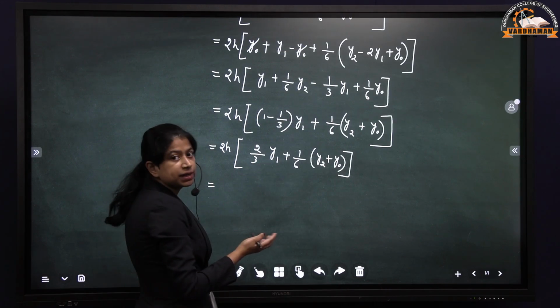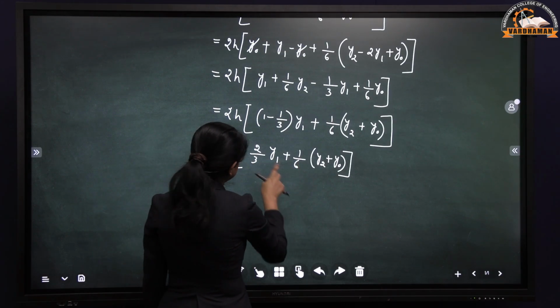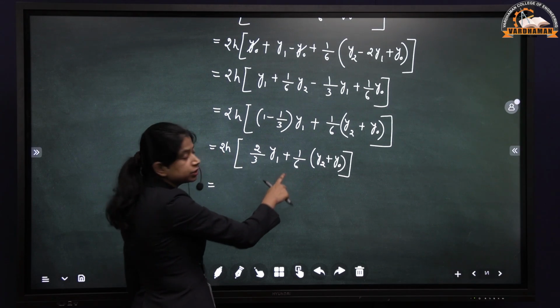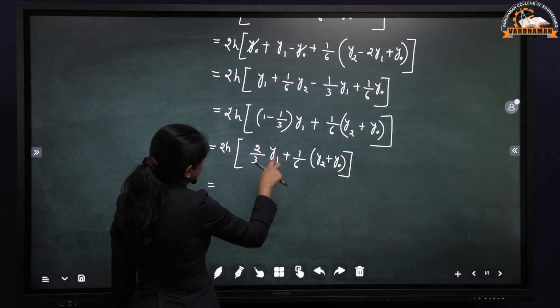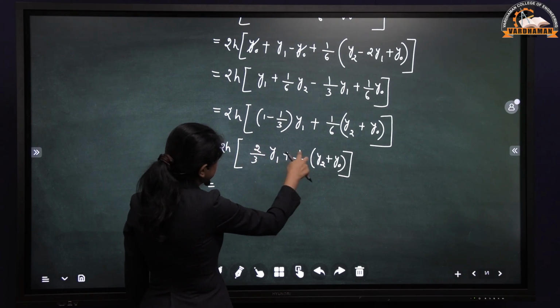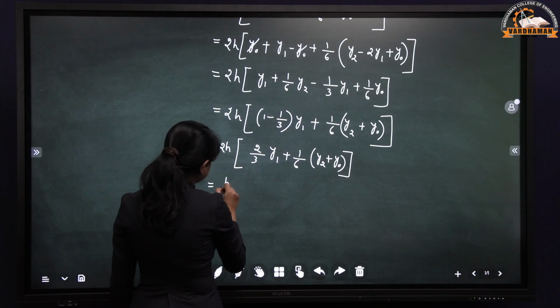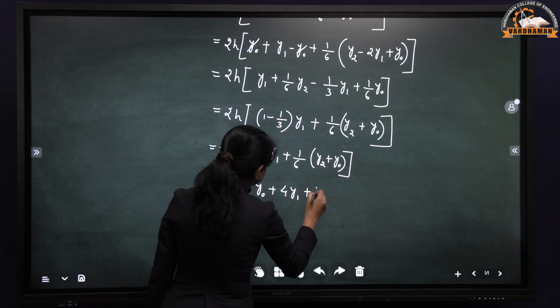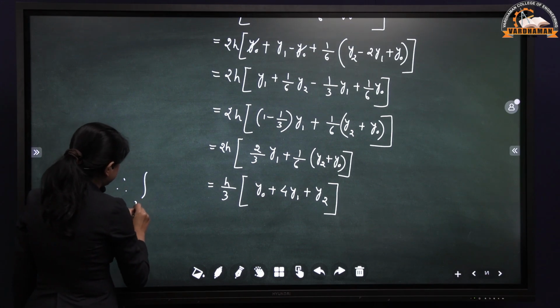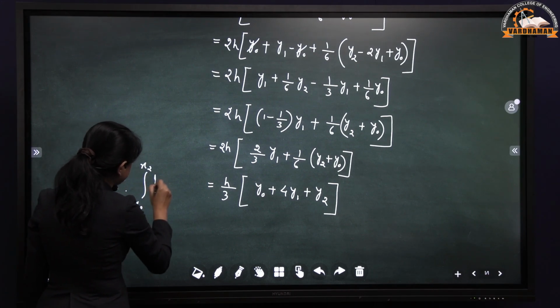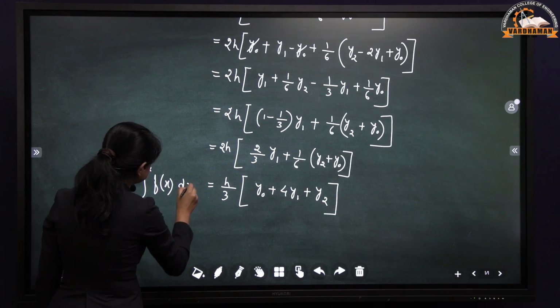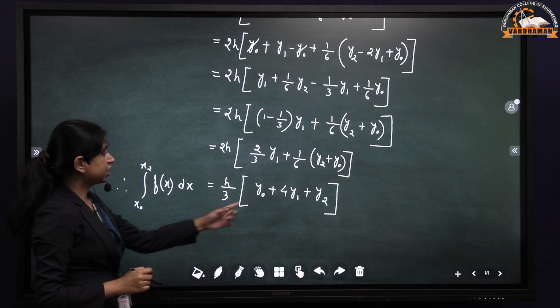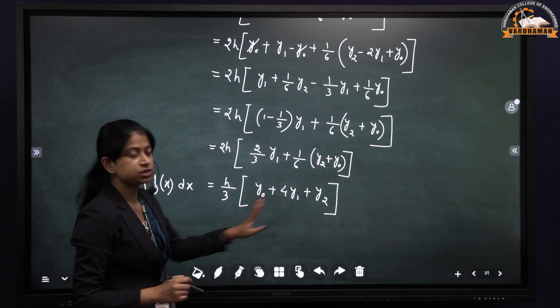Now you take 1 by 3 outside. If we take 1 by 3 outside and multiply 2 inside, the first one will be 4y1, and here if we multiply 1 by 3, it will come out h by 3 [y0 plus 4y1 plus y2]. Therefore x0 to x2 f of x dx, we have got h by 3 [y0 plus 4y1 plus y2].